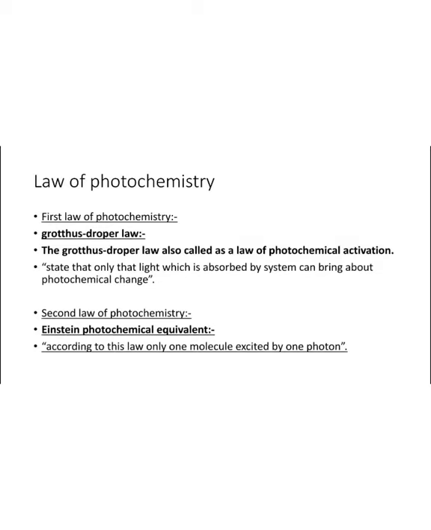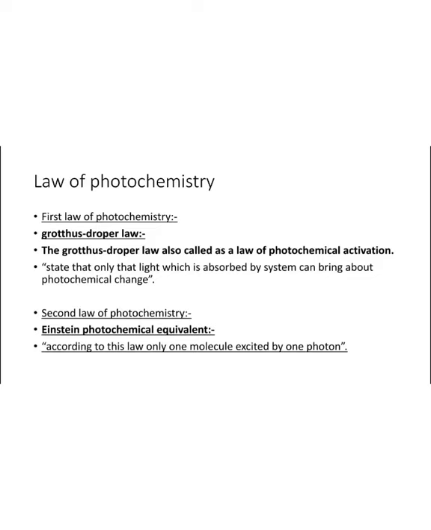Then, laws of photochemistry. In photochemistry, there are two laws. The first law of photochemistry is given by Grotthuss-Draper law, and it is also known as photochemical activation. It states that only that light which is absorbed by a system can bring about photochemical change. Only that light which is absorbed can bring about photochemical change.